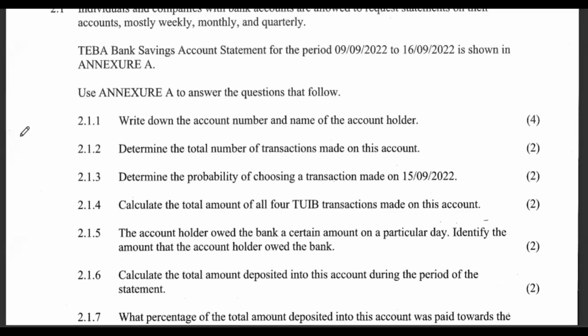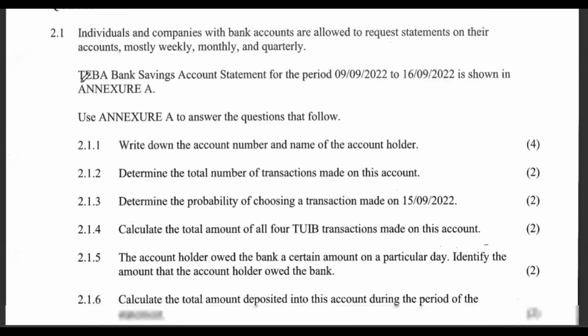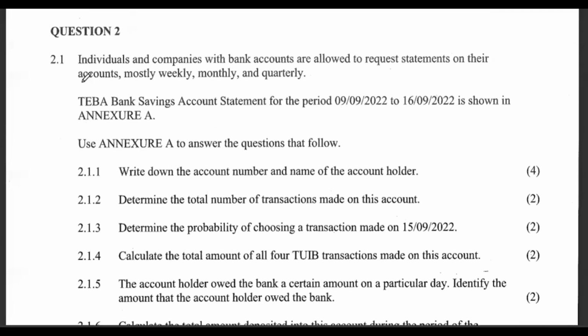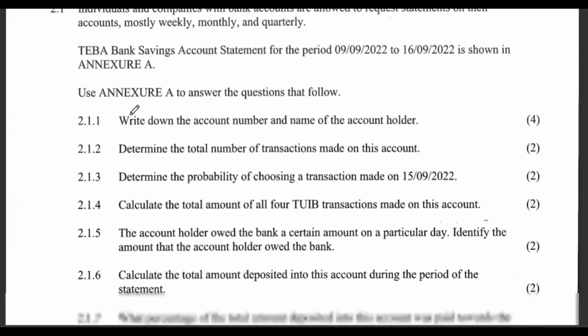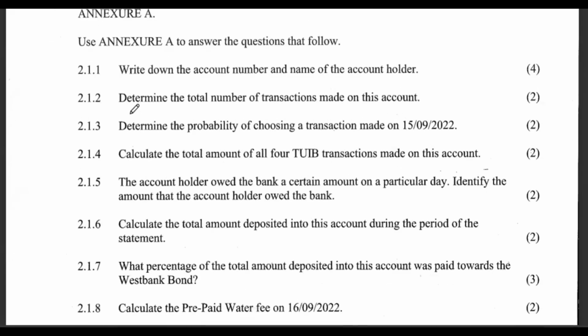All right, we look at paper 2. We look at question number 2. Individuals and companies with bank accounts are allowed to request statements on their accounts, mostly weekly, monthly, or quarterly. Temba Bank savings account statement for the period from the 9th of September 2022 to 16th September 2022 is shown in Annexure A. Use Annexure A to answer the questions that follow.